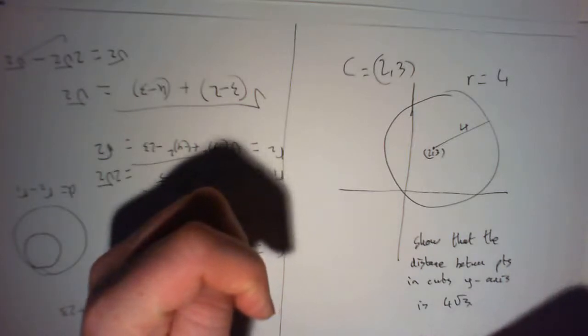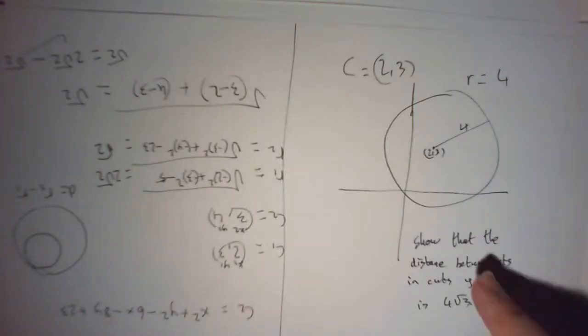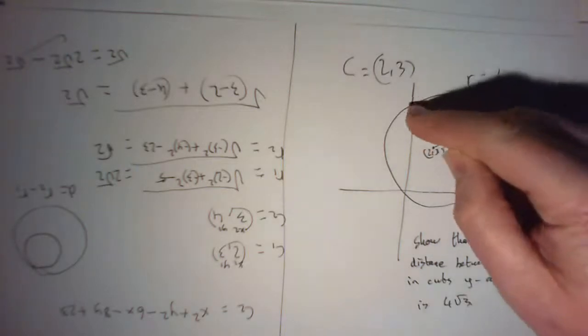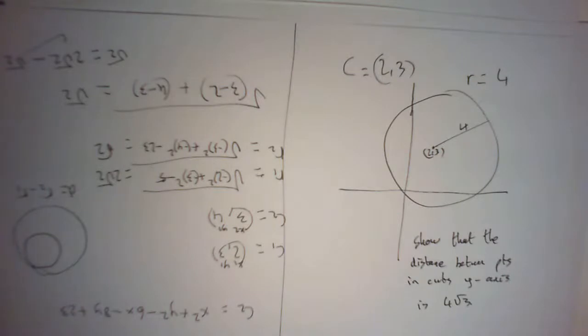And then we need to find, let's start with that one. Show that the distance between the points that it cuts the y-axis at. So in other words, the distance between those 2 points is 4 root 3. Okay, so how are we going to do it?